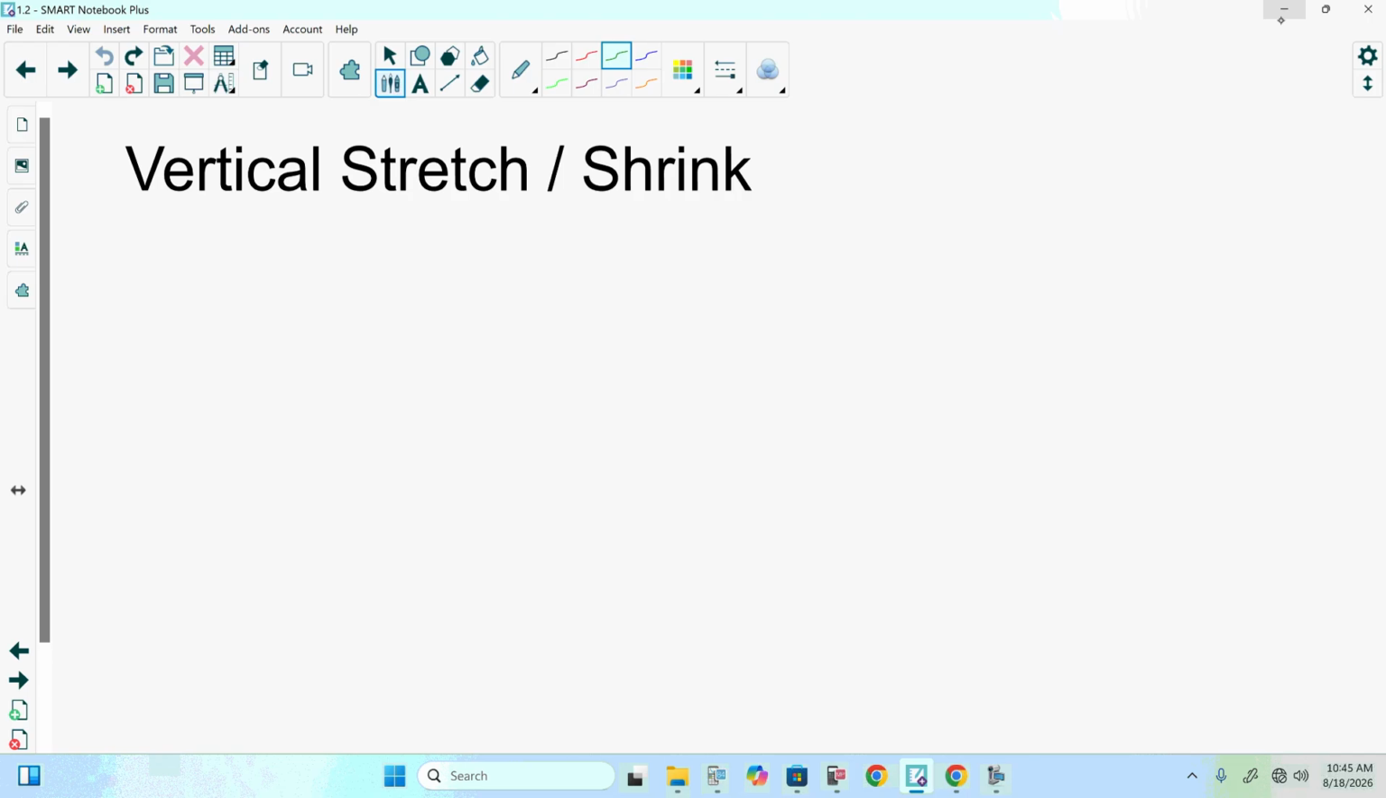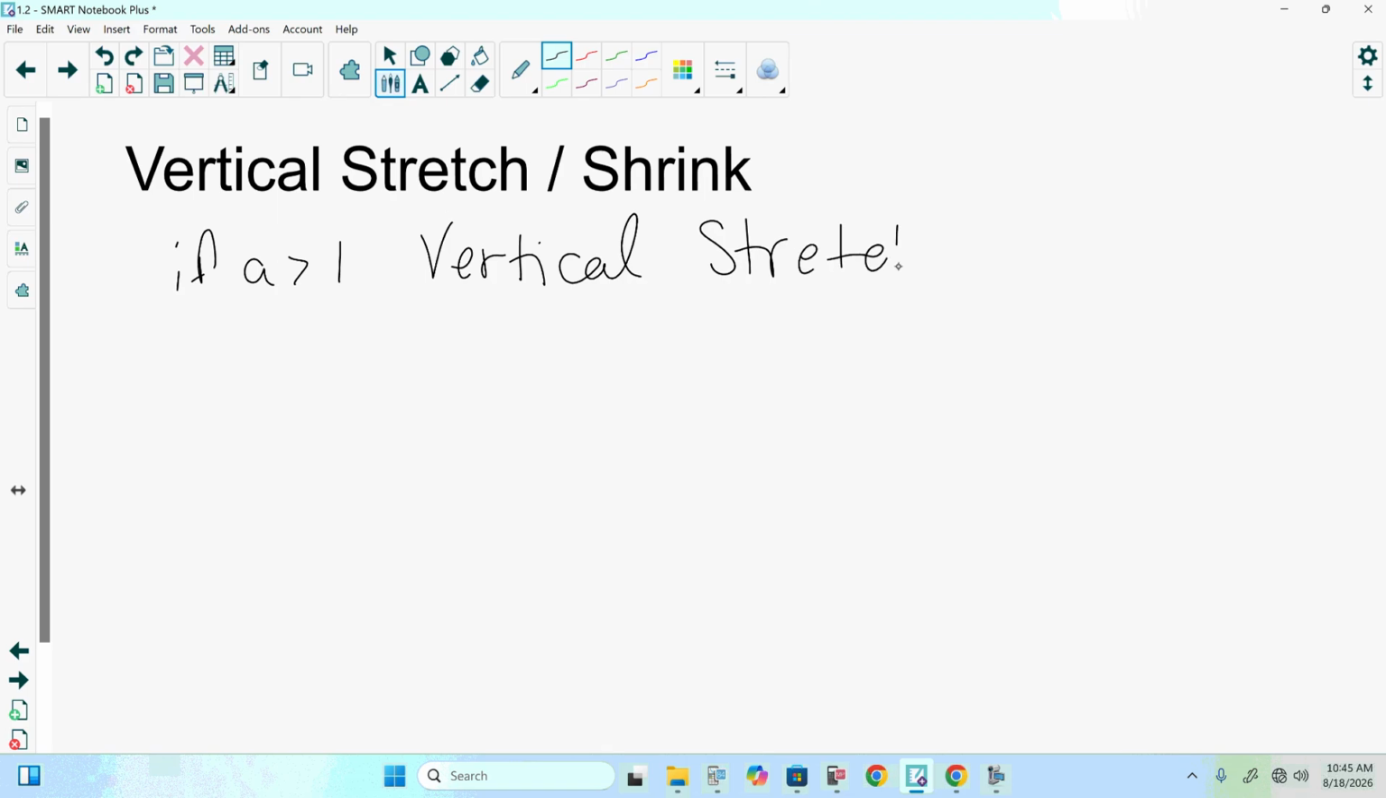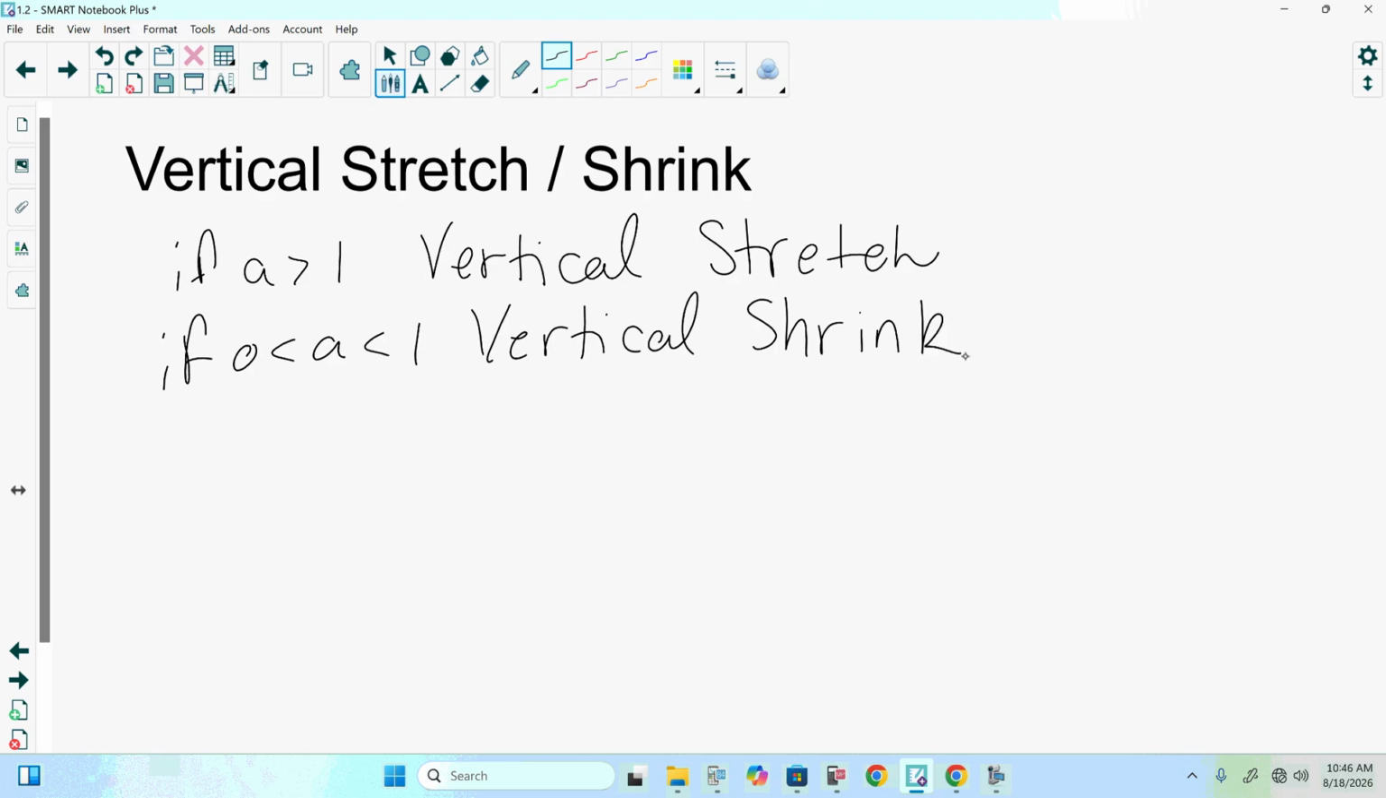So vertical stretch and shrink is where we ended yesterday. We said a function has a vertical stretch if a is greater than 1. So if a is greater than 1, it's a vertical stretch. If 0 is less than a is less than 1, it's a vertical shrink. And the amount that it stretches or shrinks will be listed. So if it's a vertical stretch, we will say it's a vertical stretch by that given amount. If it's a vertical shrink, we'll say it has a vertical shrink by the given amount.